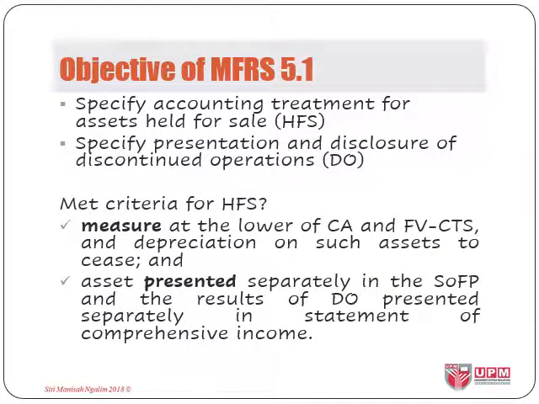Before continuing the discussion, let's first talk about the objective of MFRS 5. The standard is all about specifying accounting treatment for assets held for sale and presentations and disclosure of discontinued operations. In short, if the assets meet the requirements for held for sale, they should be measured at the lower of carrying amount and fair value less cost to sell, while depreciation on such assets shall be stopped. In terms of presentation, the assets shall be presented separately in the statement of financial position, and as for the discontinued operations, results from them should be presented separately in the statements of comprehensive income.